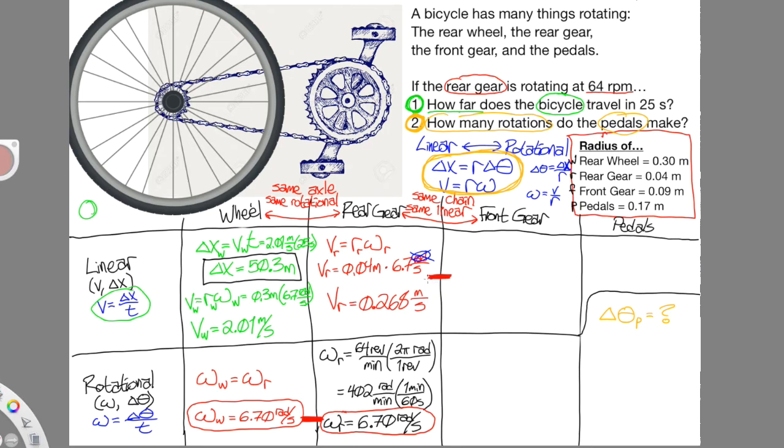But back to this linear velocity we found. We found this linear velocity for a reason, because the linear velocity for the rear gear is equal to the linear velocity for the front gear. So V_F equals V_R, which means our linear velocity for our front gear is also 0.268 meters per second. So hopefully you see the connections here.